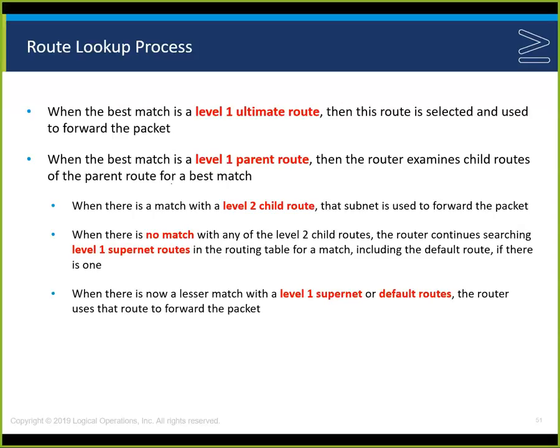If it matches a level 2 child route, the subnetted one, that subnet is used to forward the packet. If there's no match with any of the level 2 child routes, none of the subnetted routes, it continues searching the level 1 supernet routes, where we combine multiples together. Supernet routes, and I've done this one before, but what are we talking about there?